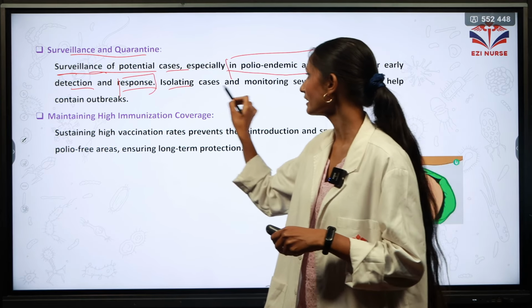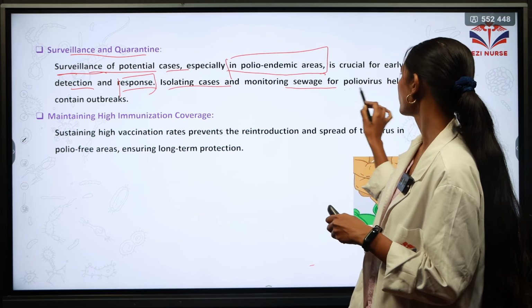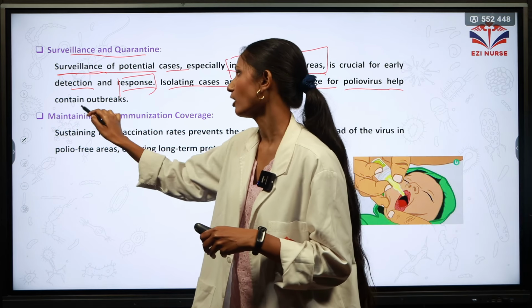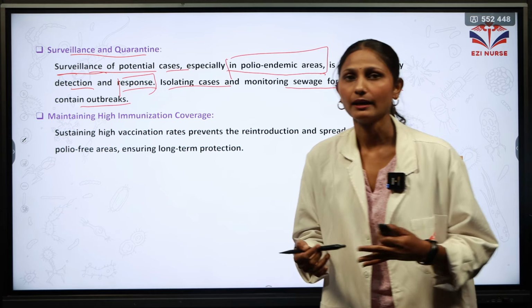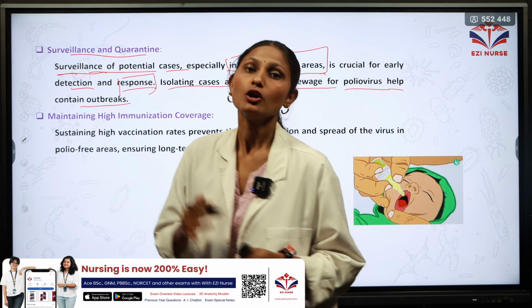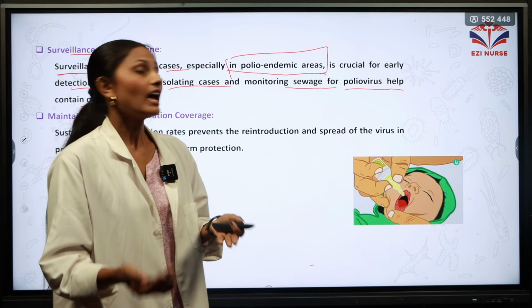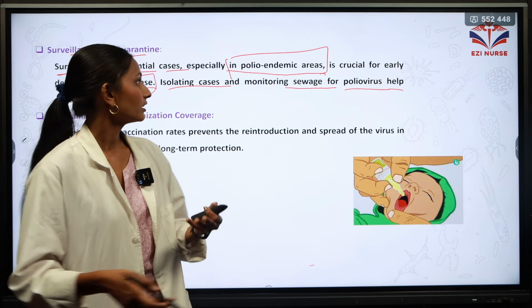Next is isolating cases and monitoring sewage for the poliovirus to help contain outbreaks. So we have to keep an eye out and isolate the person who is infected by the poliovirus, and we will keep an eye on the sewage water.